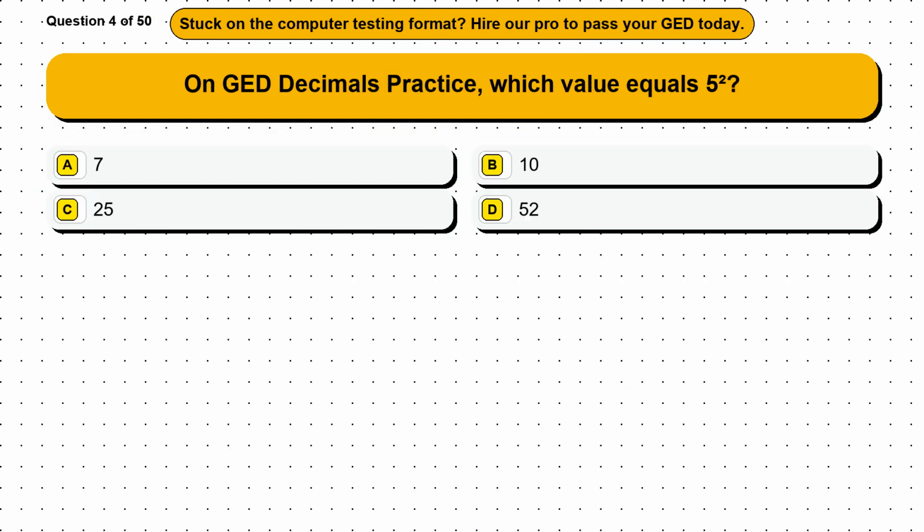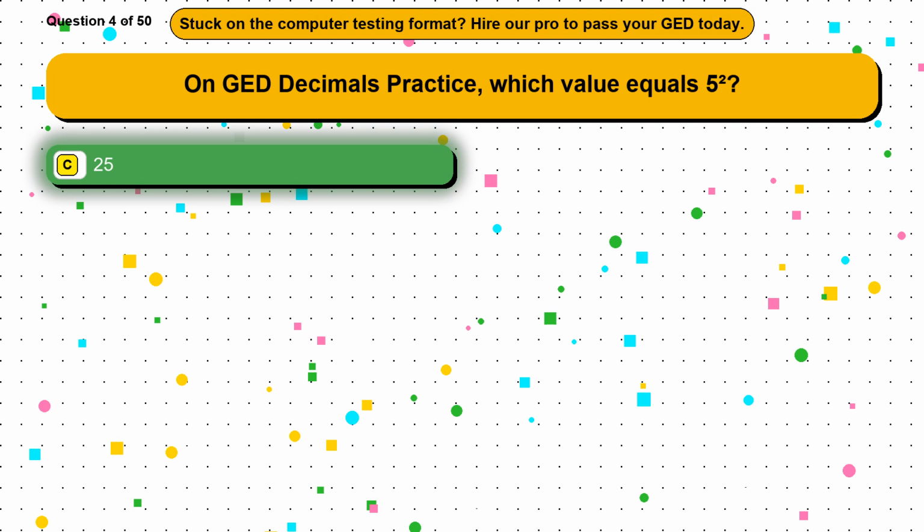Question 4. On GED Decimals Practice, which value equals 5 superscript 2? Option A, 7. Option B, 10. Option C, 25. Option D, 52. The correct answer is option C.